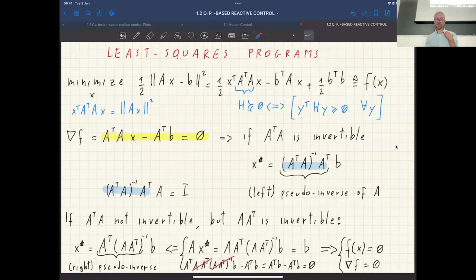So how can we solve this? Well, it depends. Now we need to enter into the details of the matrix A. If this matrix A transpose A is invertible, then the solution of this system of equations is pretty trivial. It's simply given by this. I move A transpose B to the right-hand side, and then I invert the matrix A transpose A, and I get the solution. That's the simplest case.